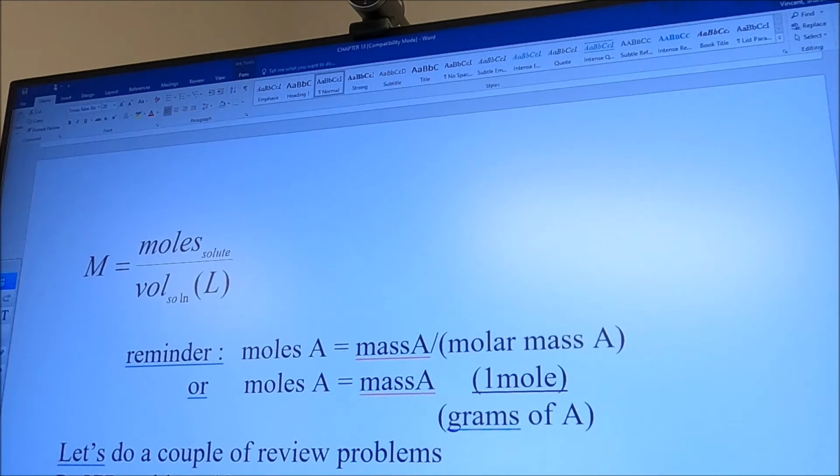So let's do a couple of problems here, where we're going to look at calculating a molarity, just to make sure that we're all kind of in the same spot. So let's look at problem 48 on page 577 in the textbook.